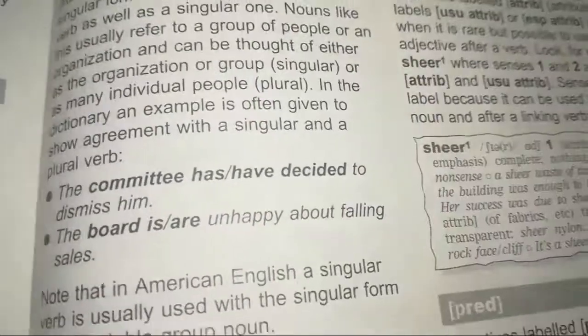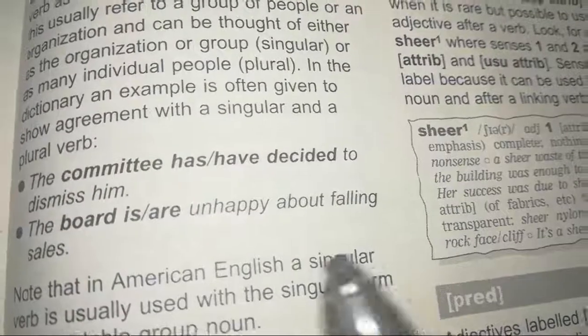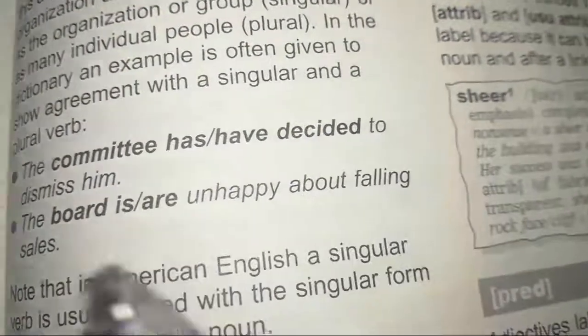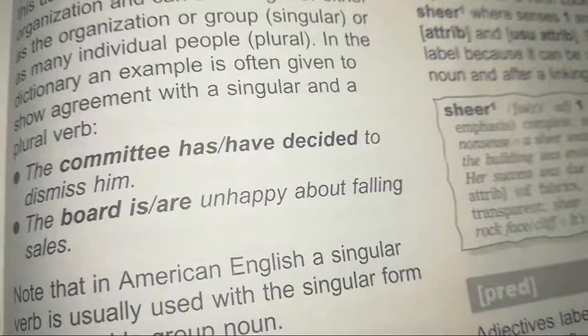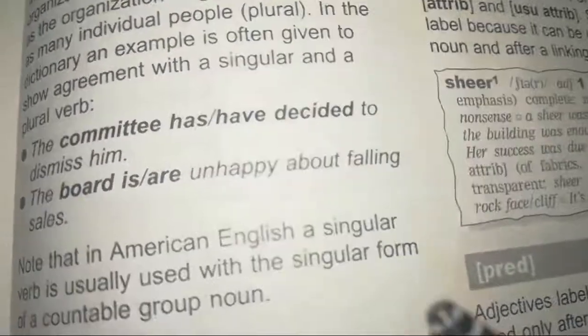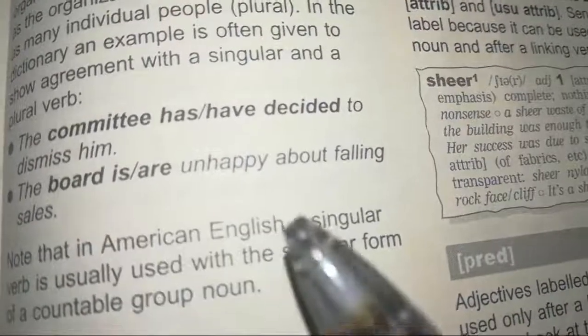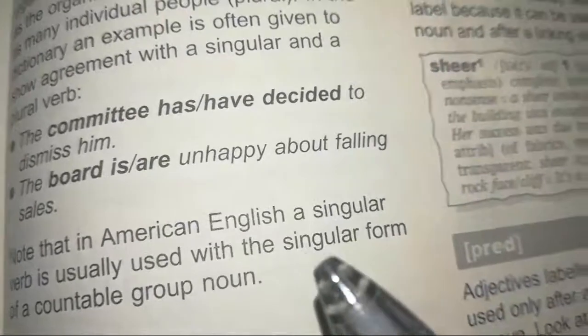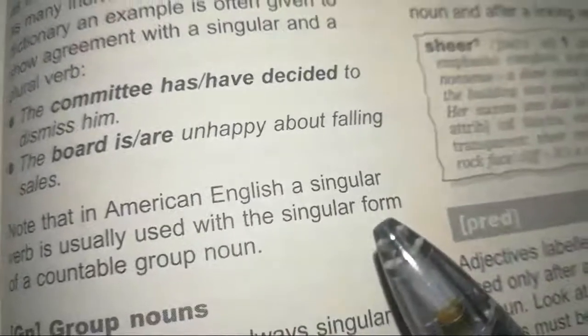For example, the committee has or have decided to dismiss him. The band is or are happy about falling sales. Note that in American English, a singular verb is usually used with the singular form of a countable group noun.